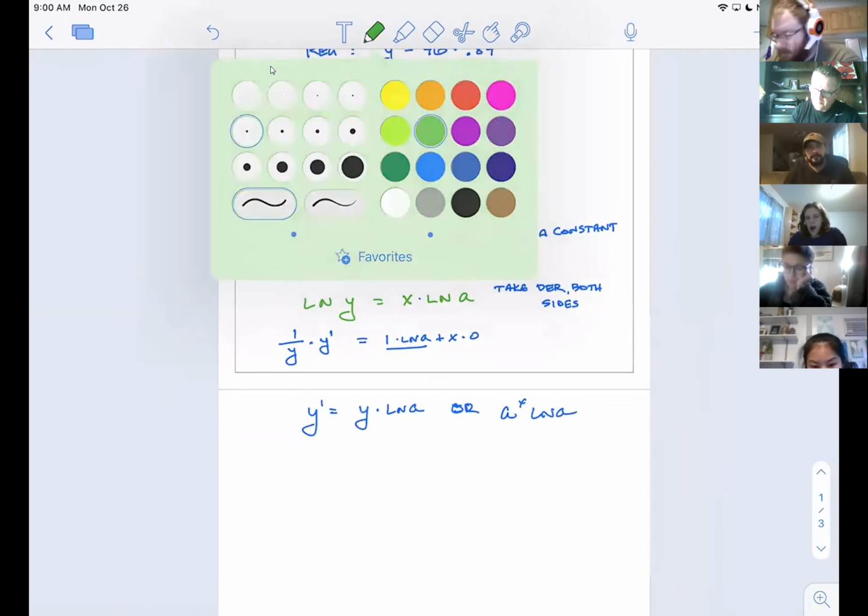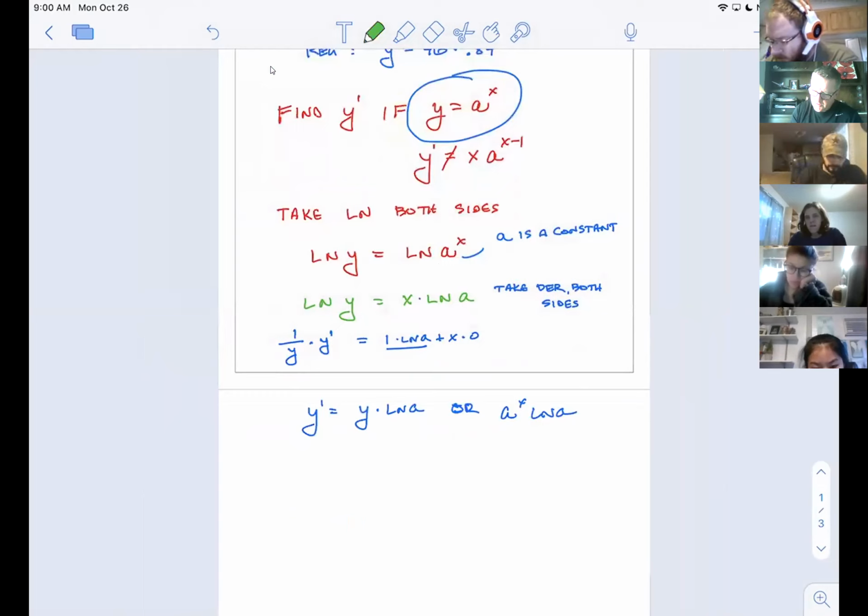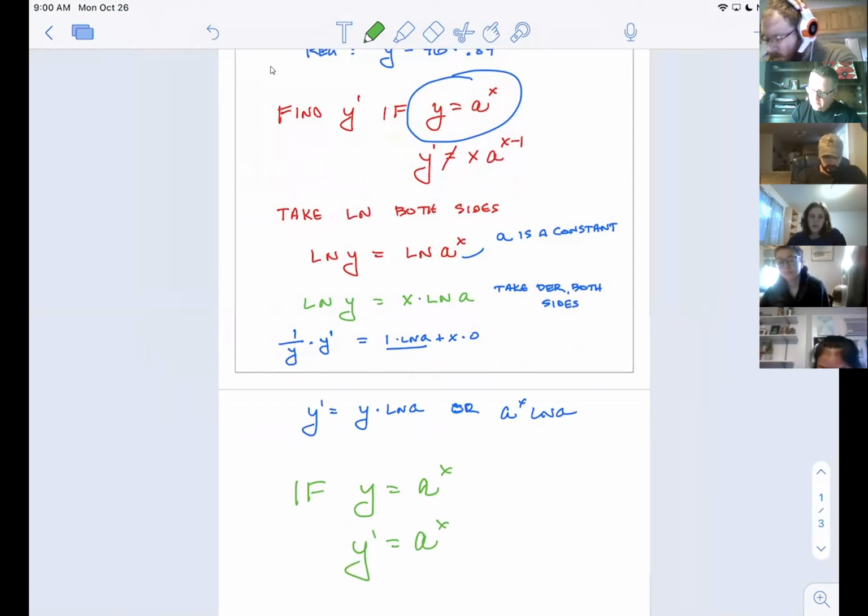So our third fact for today that's also in your note sheet: if y is equal to a to the x, then y prime is equal to a to the x. Hey, that's what e was. The derivative of a to the x is a to the x, except there's times natural log of a tacked on to the end of it.